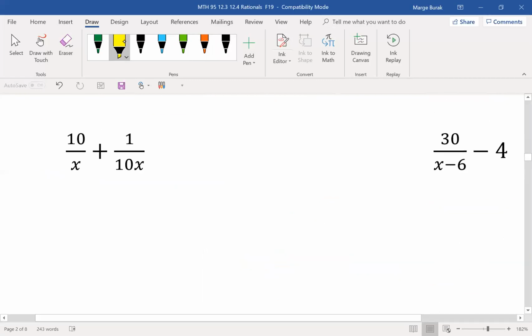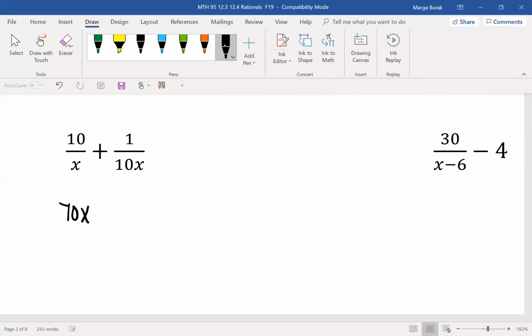All right, here's a couple more. This one, now these are different denominators, so we have to get the common denominator. So this is 10 times x, and this is x. So we need the least common denominator of both of them. That means we need both a 10 and an x. So our common denominator is going to be 10x.